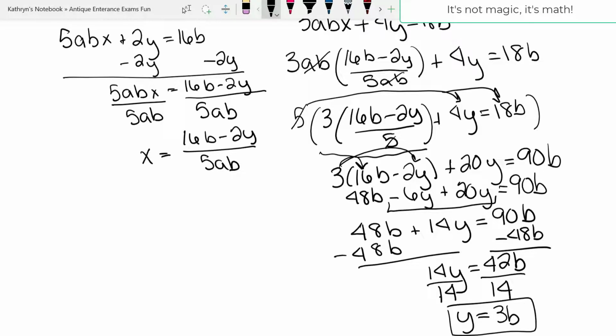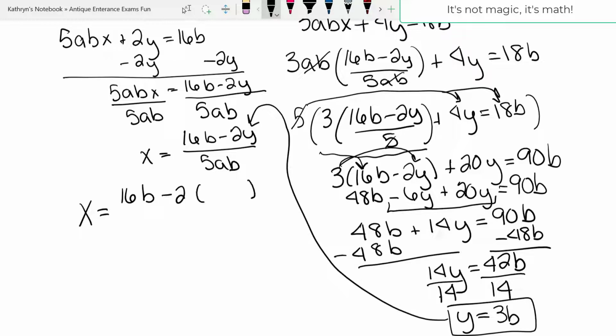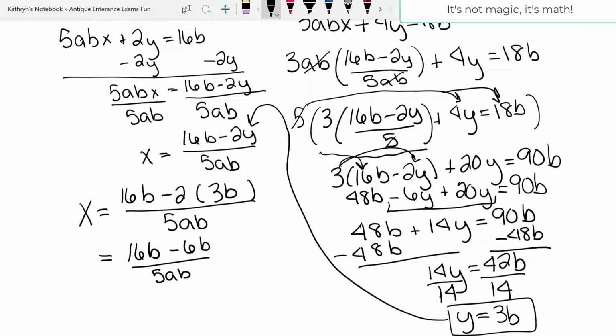We still need to put that back into our x. I'm going to make a little arrow here. And why do I have to put it back in? Because when we have x equals 16b minus 2y over 5ab, we need to substitute. We want to get rid of that y there. We want x to equal something without a y. So let me rewrite it. X equals 16b minus 2 big parentheses all over 5ab. We're going to substitute 3b in for y because that's what we got y to be. All right, we're going to have 16b minus 6b all over 5ab.